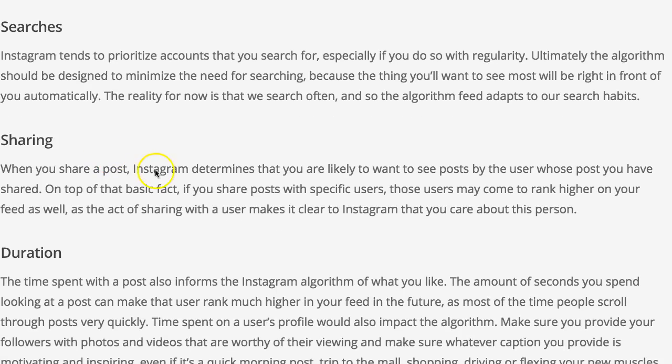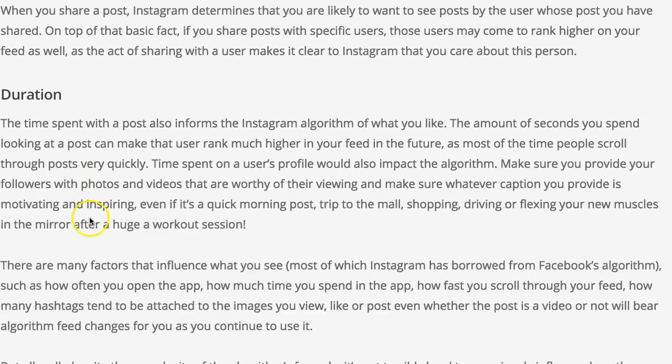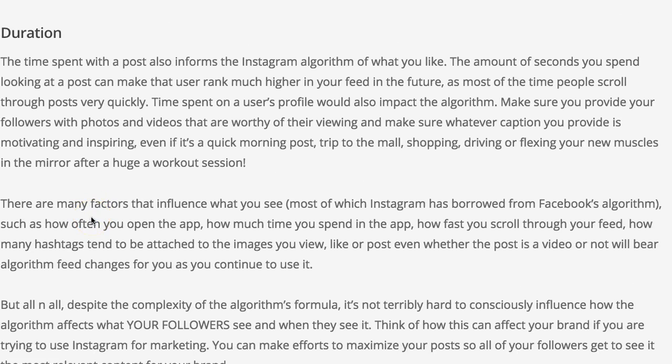Sharing. When you share a post, Instagram also determines that you are likely to want to see posts by the user whose posts you have shared. On top of that, if you share posts with specific users, those users also may come to rank higher on your feed as well. The act of sharing with the user makes it clear to Instagram that you care about this person. Remember that.